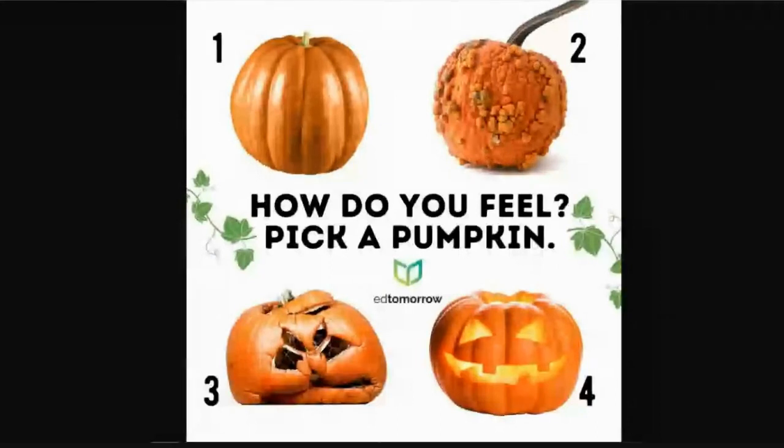I want to open up the chat. I'm going to throw this out here just to start the day. There you go. That gives you something to put in the chat. 1, 2, 3, or 4. How do you feel today? Pick a pumpkin. Daniel feels like a 1 and a 4 combined, apparently. Or a 2 and a 3. I don't know. I'm just trying to do the math.